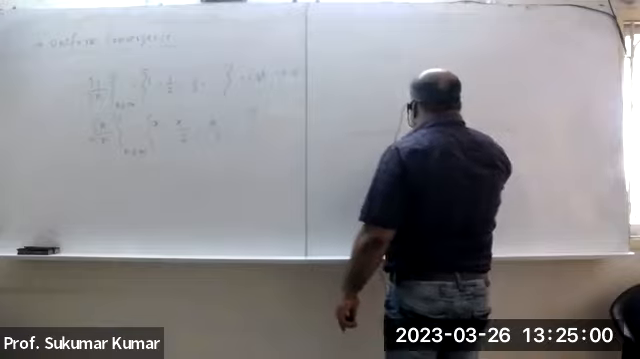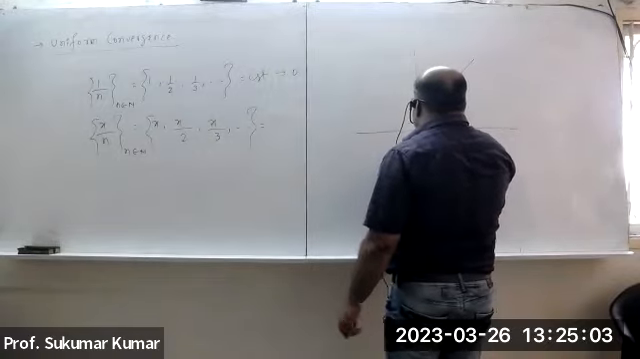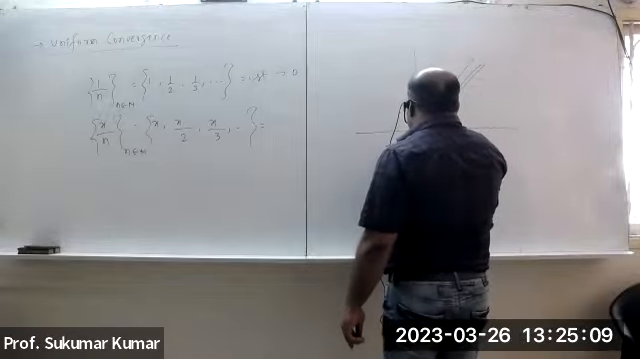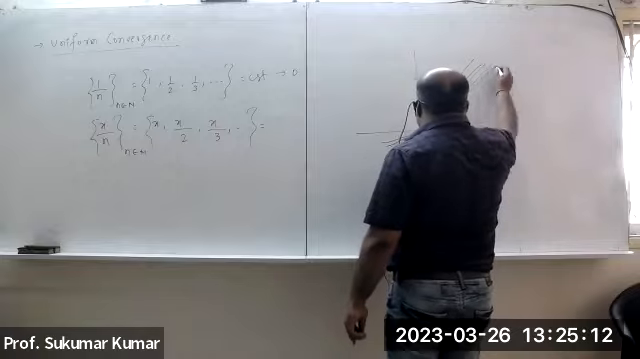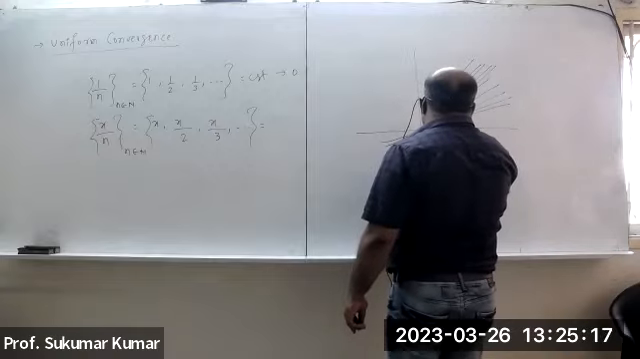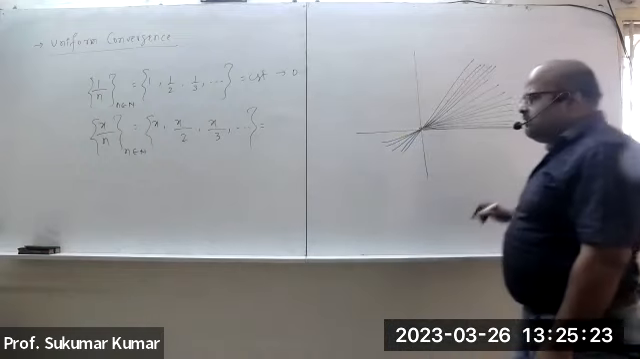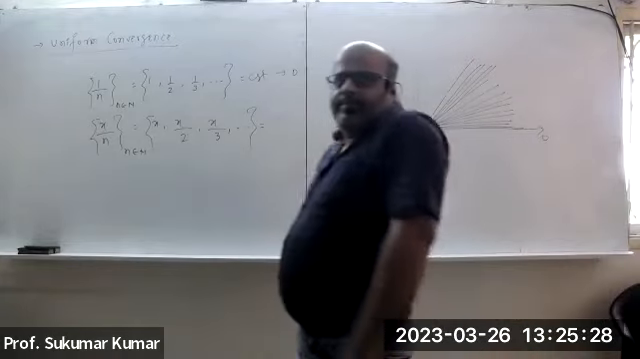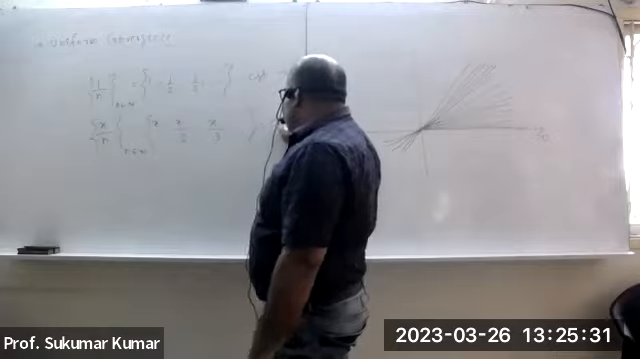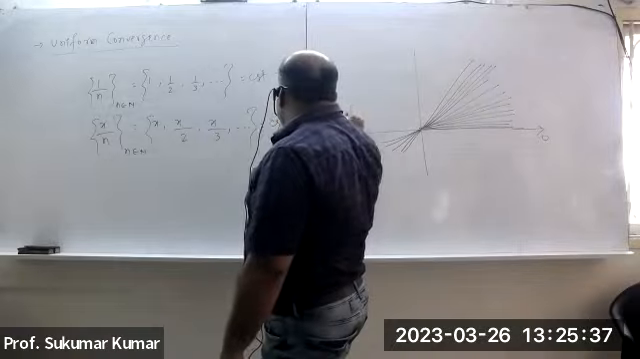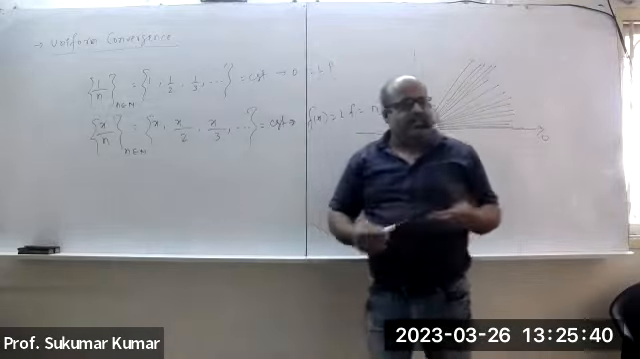This is x, x by 2, x by 3, x by 4, x by 5. Like that, if I put an infinite number of natural numbers, what will happen? It gets closer to 0. So this is also convergent, and the limit function is the 0 function.